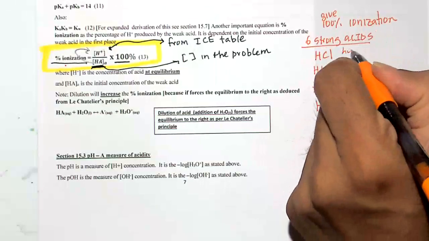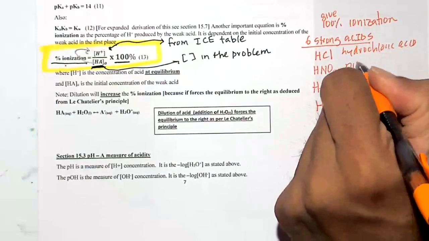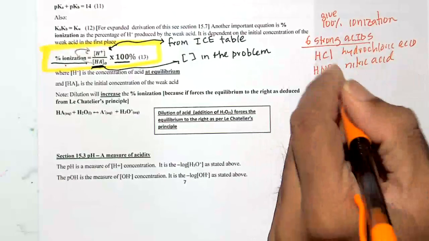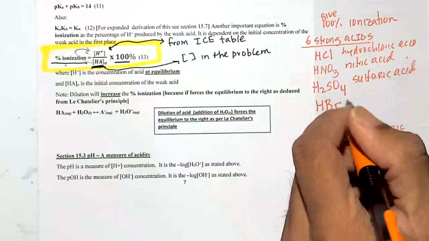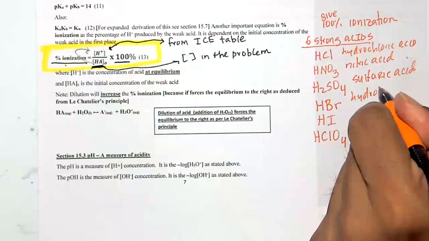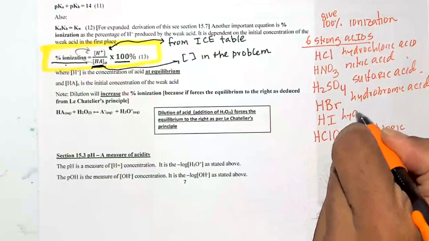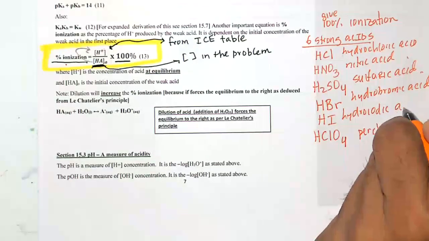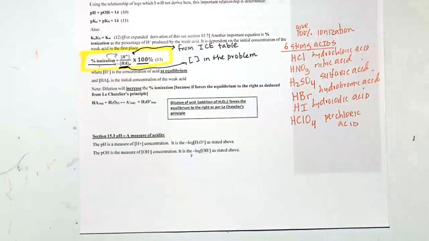Do you know the names of these? Hydrochloric acid. Nitric acid. This is sulfuric acid. This is hydrobromic acid. All of these will give you 100% ionization. This is hydroiodic acid. 100% ionization.